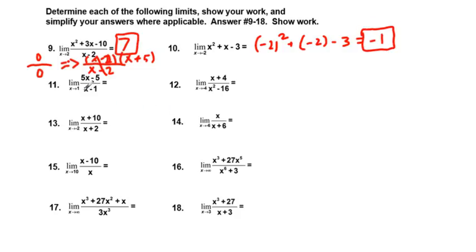Problem 11. The limit as x approaches 1 of 5x minus 5 over x minus 1. And so if we substitute in 1, we're going to have in the denominator 1 minus 1 is 0. In the numerator, we're going to have 5 times 1, which is 5, minus 5, which is 0. So we have 0 over 0. So we're going to go ahead and try to factor.